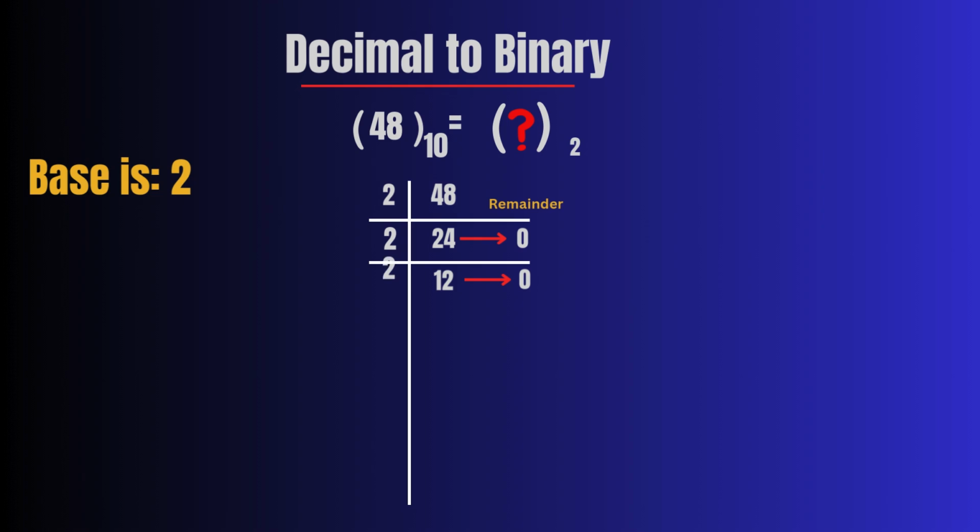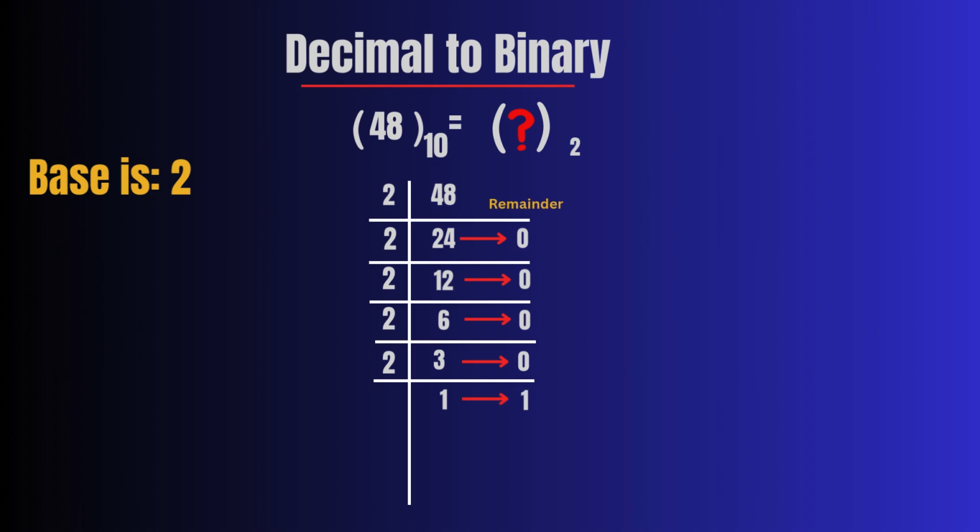Divide 12 by 2, we will get 6 and the remainder would be 0. Divide 6 by 2, we will get 3 and the remainder would be 0. Divide 3 by 2, we will get 1 and the remainder would be 1. Divide 1 by 2, we will get 0 and the remainder would be 1.